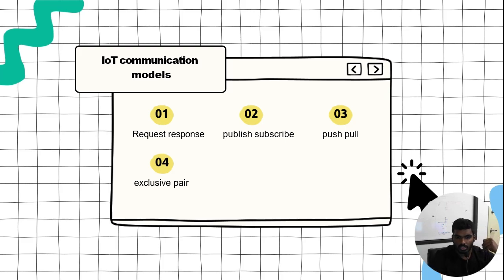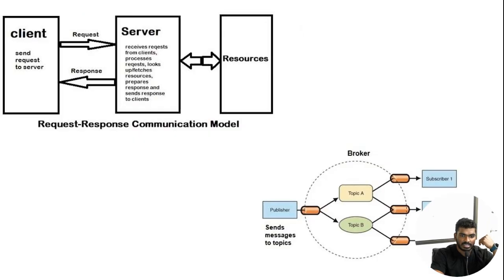IoT communication models. So now let's look at the four ways IoT devices communicate. We have four types of communication models: the request-response model, publish-subscribe model, push-pull model, and the exclusive pair model. Okay, let us look into this in detail.